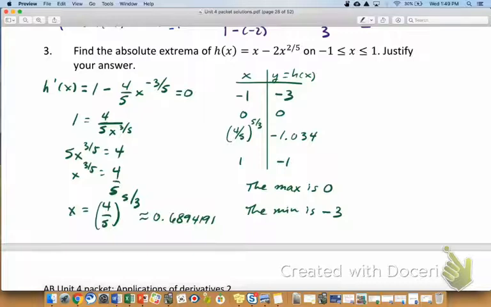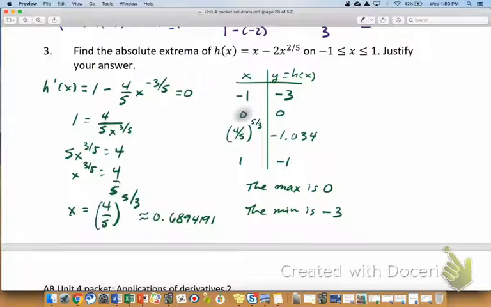Hey, how are we doing with 3? Questions on 3? Are you all okay with this? I highlighted it in gray. Do you know where that came from?